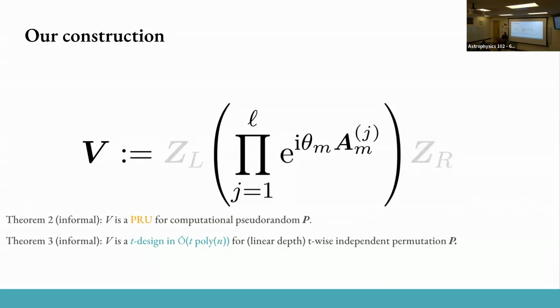And then it also turns out that this object is also a linear T design if you replace those permutations with T-wise independent permutations. So the previous one, theorem 2, is computational pseudorandomness, and then theorem 3 is back to statistical pseudorandomness. And by T-wise independent permutation, what we mean again is the statistical notion of closeness, in that these permutations match T moments of a truly random permutation.